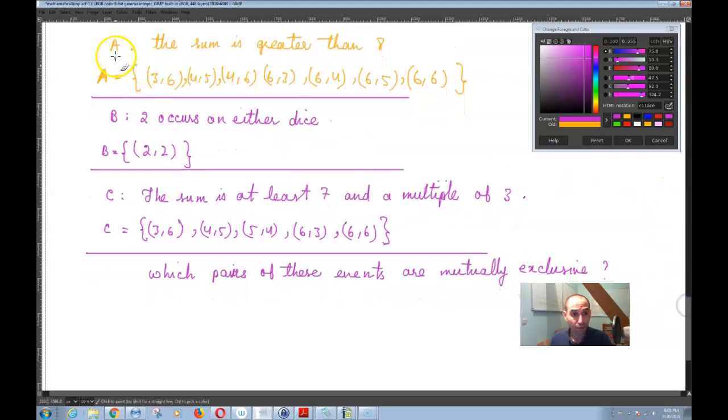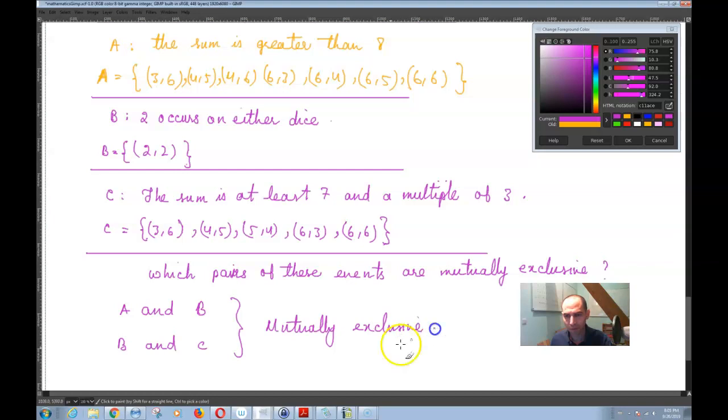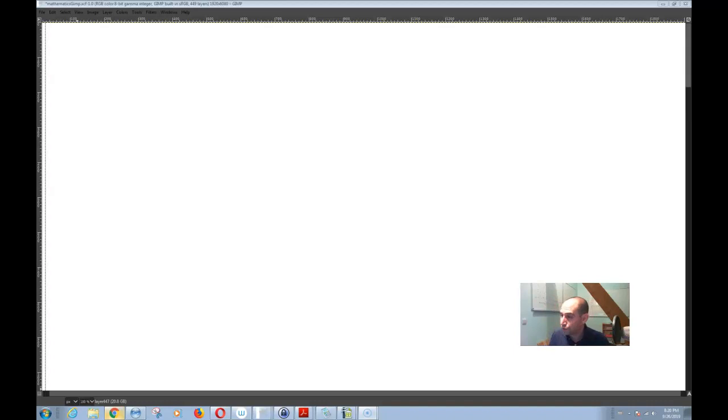So A and B are mutually exclusive, and also B and C are mutually exclusive, which is the answer. Number 3: A and B and B and C are mutually exclusive. Okay, so question number 4 is: 3 coins are tossed once.